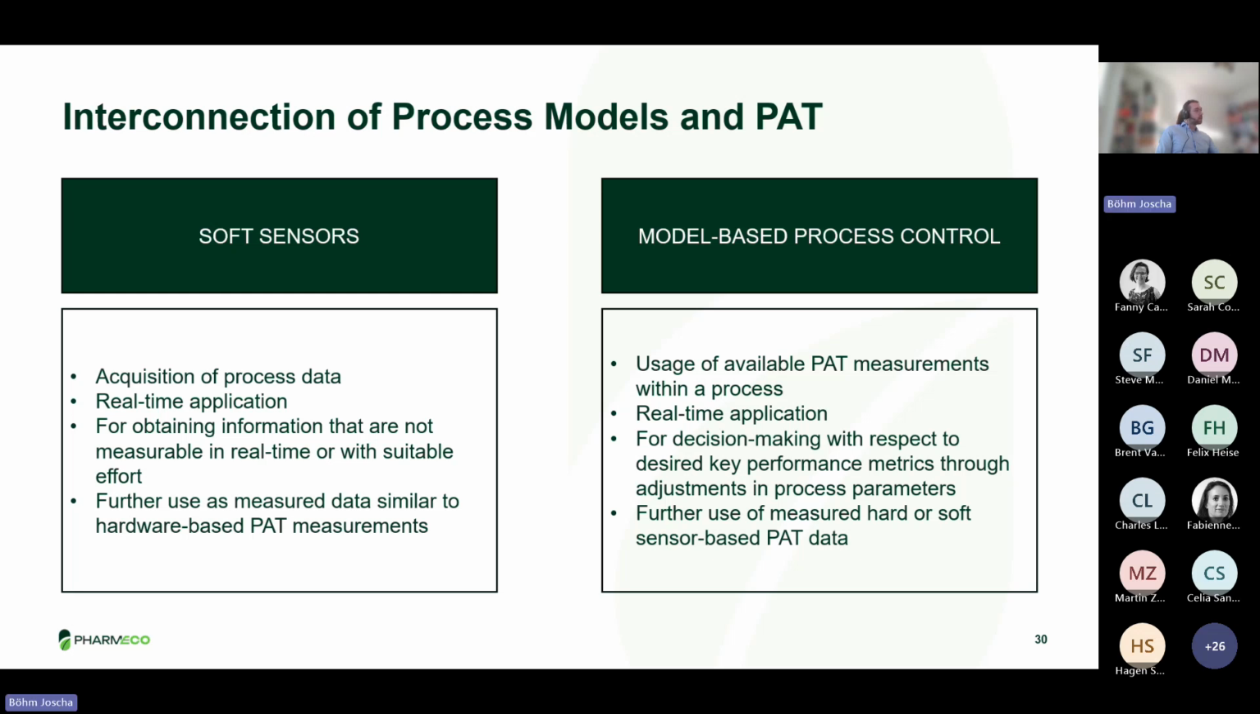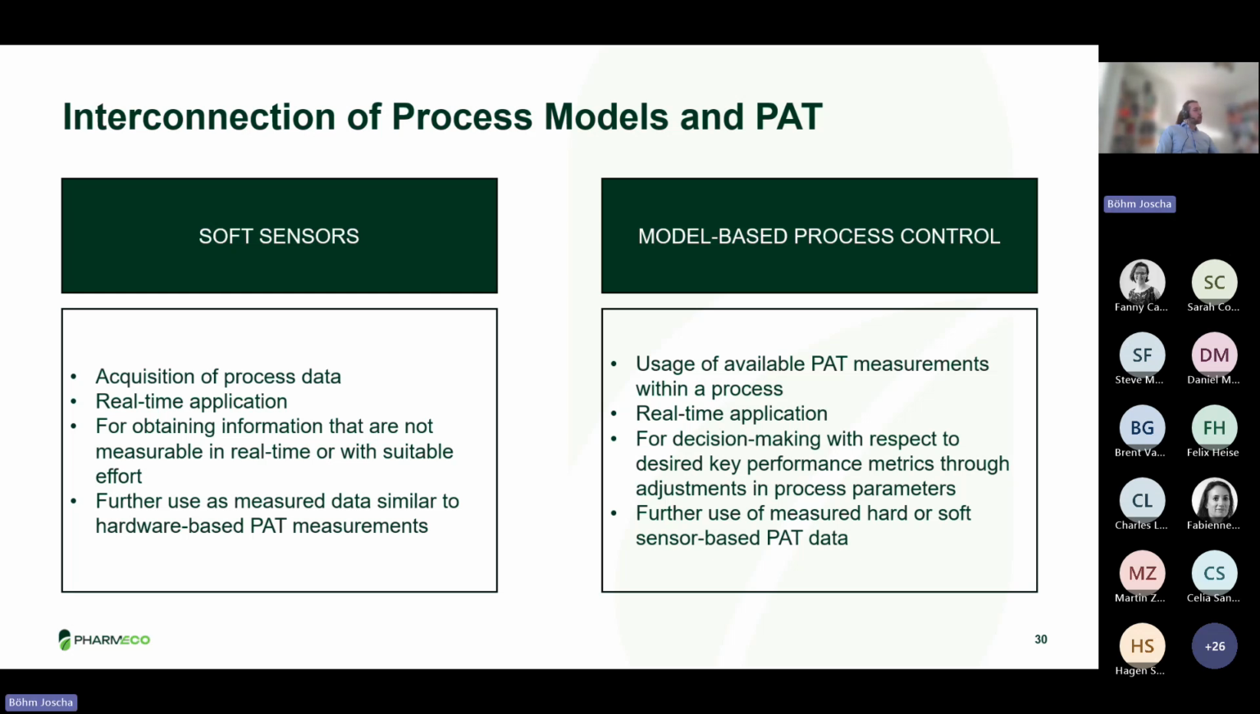Starting off here, what we want to achieve with each of these: with the soft sensors, we want to gather process data of the process, so we want to have more process insight. And for the process control, we want to use available process data that are gathered within a process, for example with PAT measurements, with Raman measurements, or different methods, and use these within the process. Both should be done in real time.